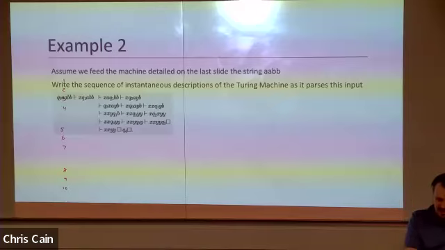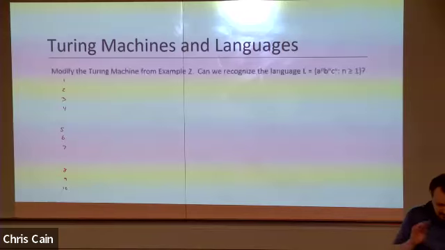Let's talk about some of the languages that Turing machines operate on. So let's take the Turing machine that we just wrote. Can we recognize a language like A to the n, B to the n, C to the n, such that n is greater than or equal to 1?